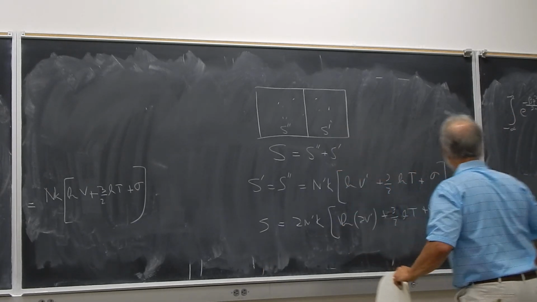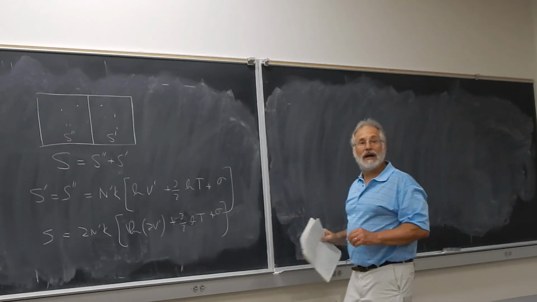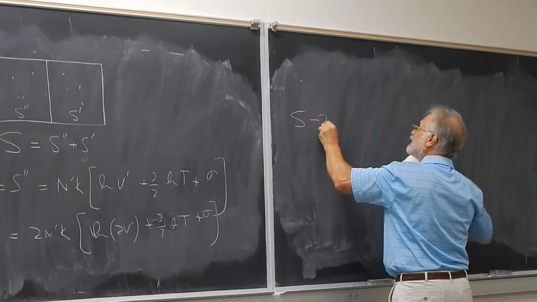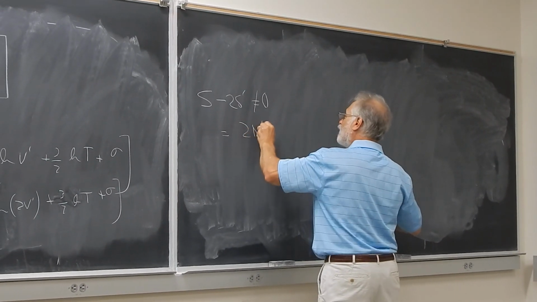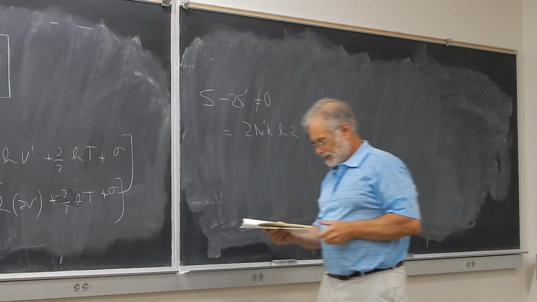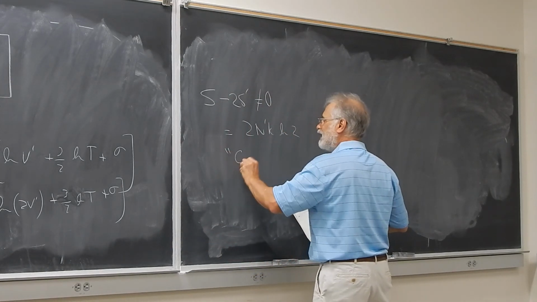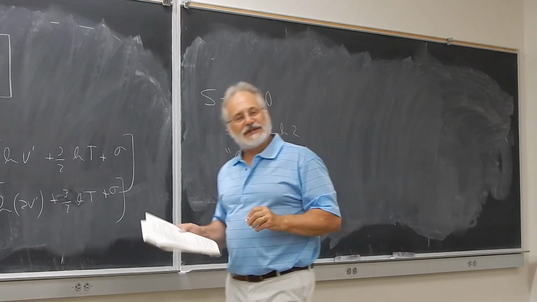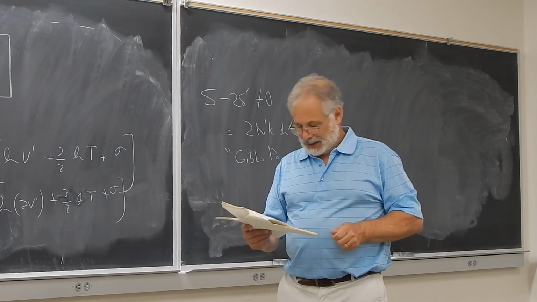Now, if I take the difference between the two, I should get 0, but I don't. What I get is that the difference between S in the first case and 2S prime in the second case is not 0. It's equal to 2N prime k log 2. It should be equal to 0, but it isn't. This is what we have called historically the Gibbs paradox. As some philosopher once said, there are no paradoxes, it's just that we're using an incorrect paradigm, and that's exactly what's going on in this case.